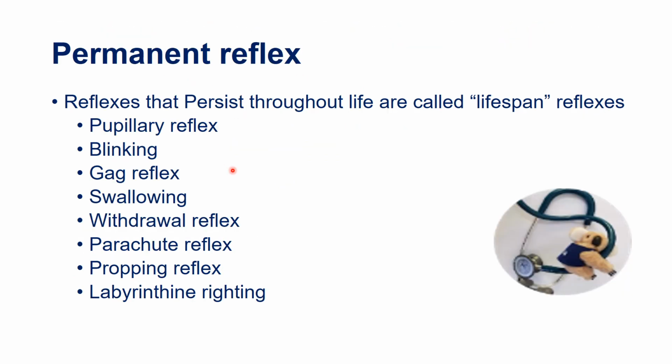The reflexes which stay lifelong, or the permanent reflexes, are called lifespan reflexes. Examples of lifespan reflexes are pupillary reflex, blinking reflex, gag reflex, swallowing reflex, withdrawal reflex, parachute reflex, propping reflex, and labyrinthine righting.